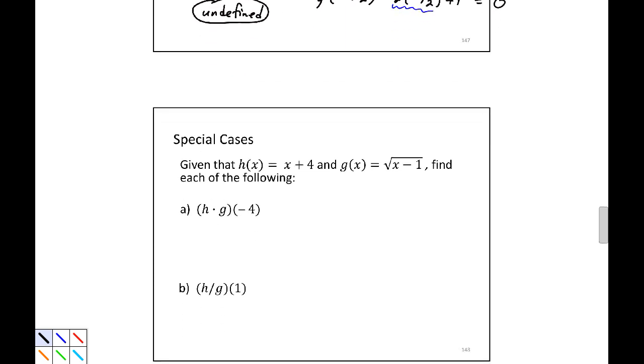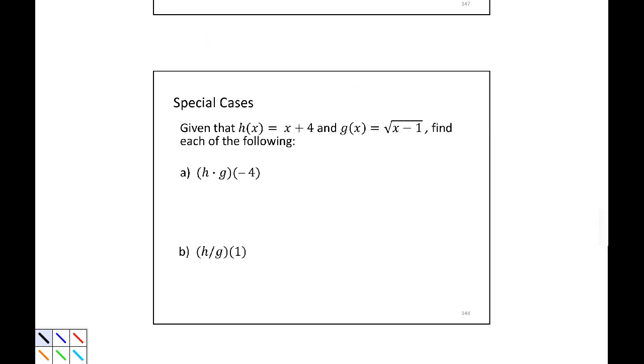For our next example, we have, given that h of x equals x plus 4 and g of x equals the square root of x minus 1, find each of the following. H times g of negative 4. It's h of negative 4 times g of negative 4. Well, h of negative 4 is 0. So that's 0 times g of negative 4.